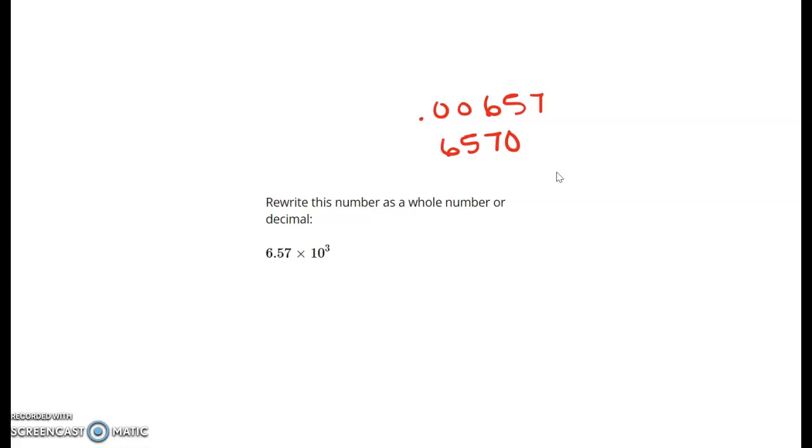Which way are we moving the decimal? So here's the way I look at it. As I look at this 10 to the third, and if you want, you can even put that in your calculator, what that means is you've got 10 times 10 times 10, which equals 1,000. So we're basically multiplying 6.57 by 1,000, which means this number is going to be getting bigger. So we're going to be moving it to the right 3 times. So 6, 5, 7, that was twice, and then one more will be 6,570.